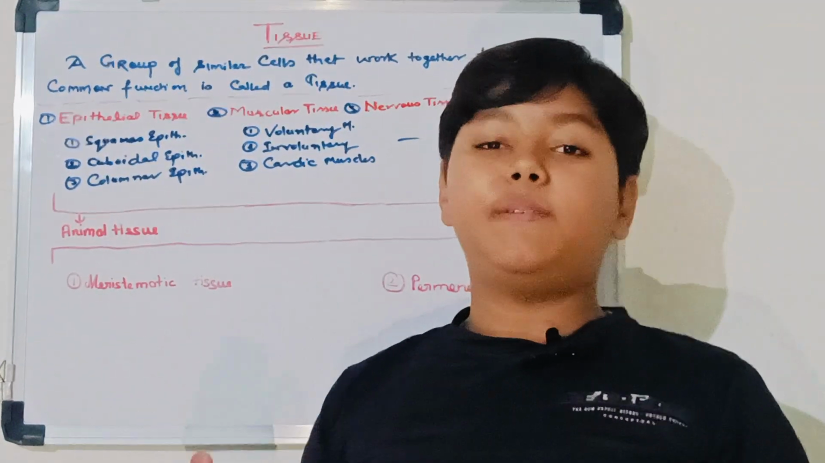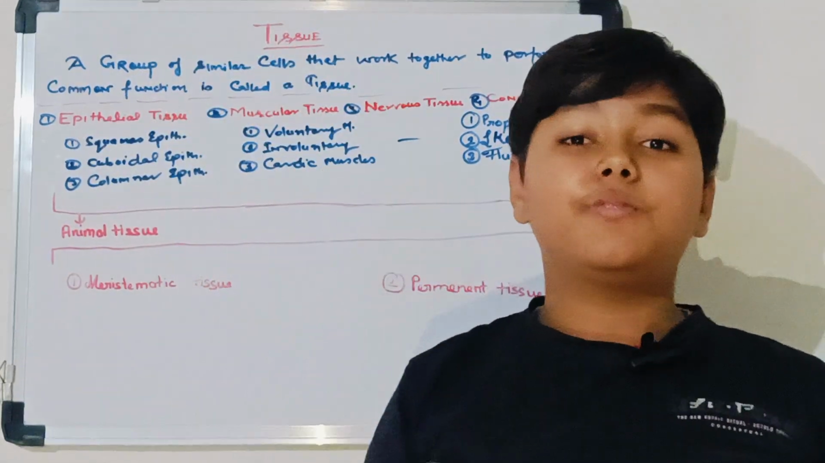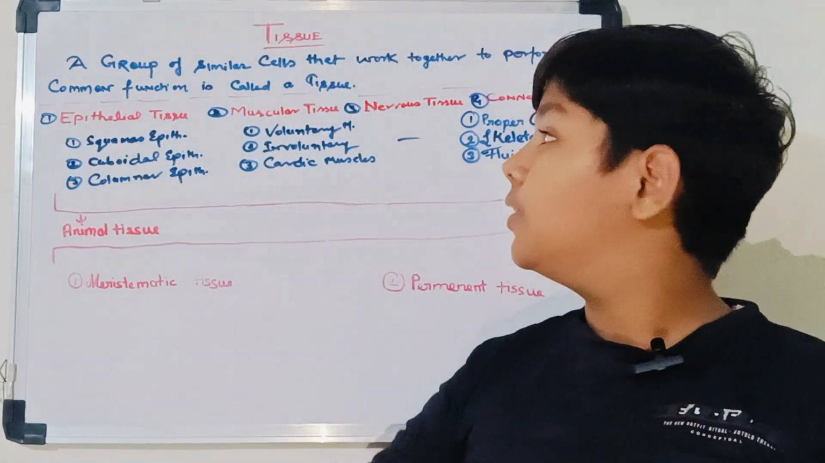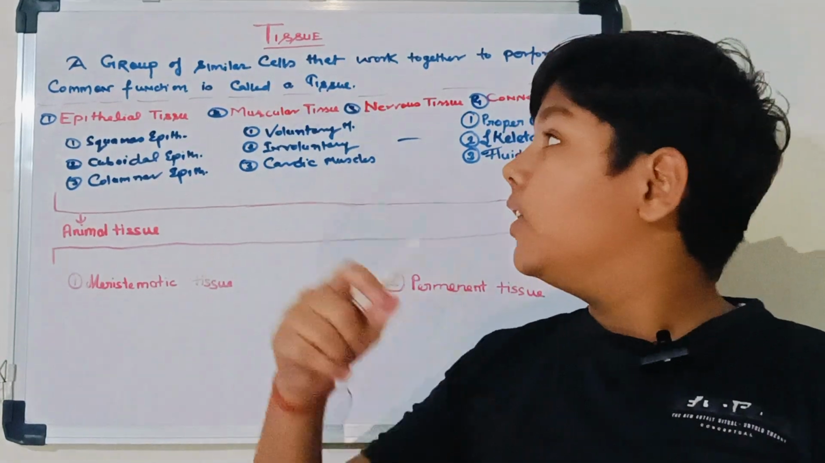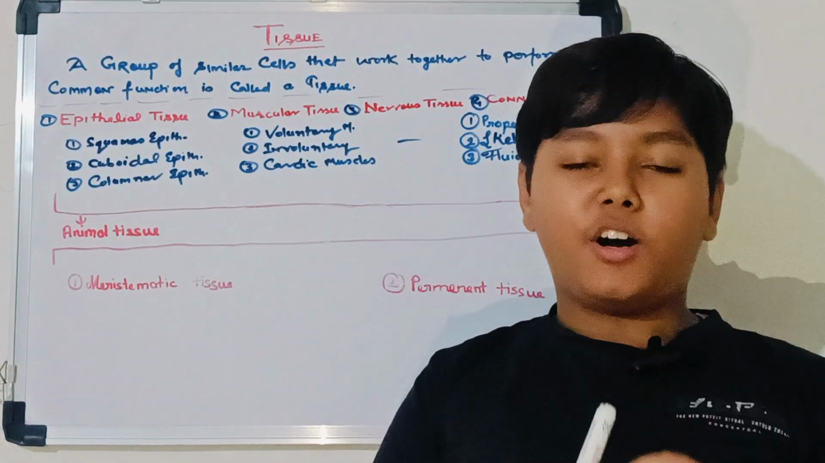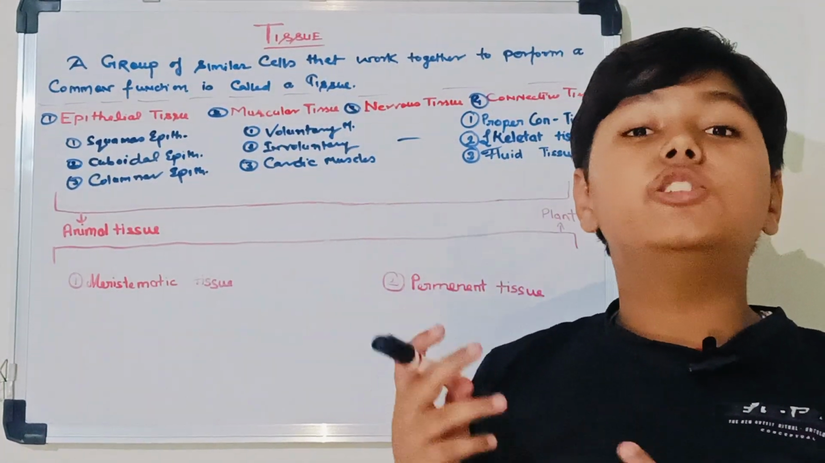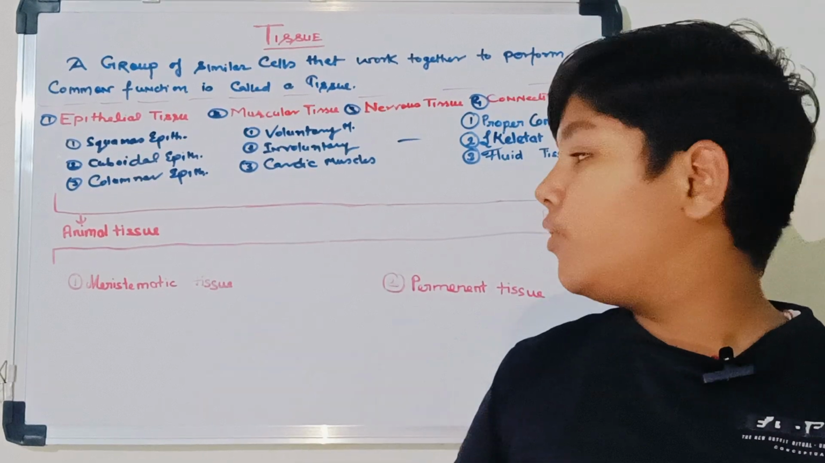Today I am going to explain to you about tissue. So, what is tissue? A group of similar cells that work together to perform a common function is called tissue. Let me explain this with a flowchart.